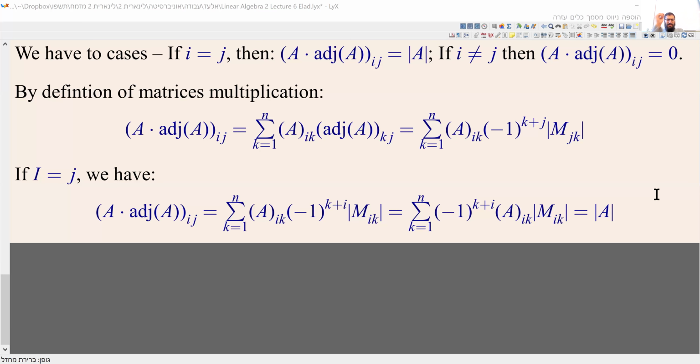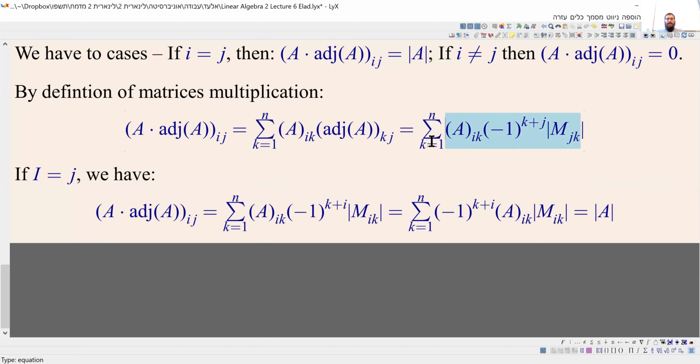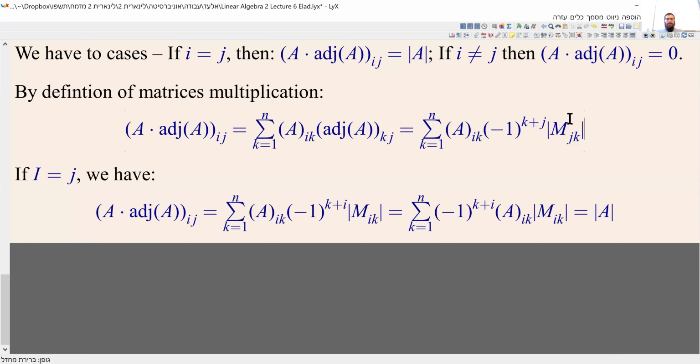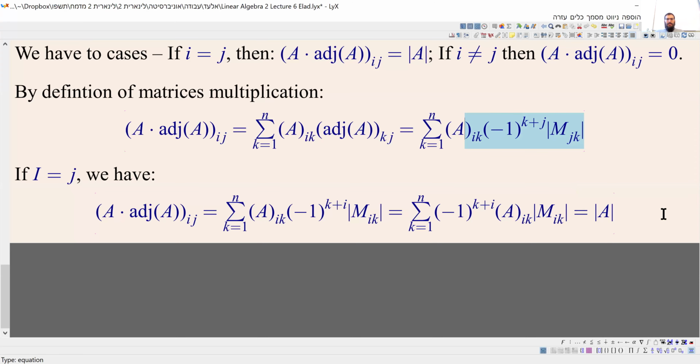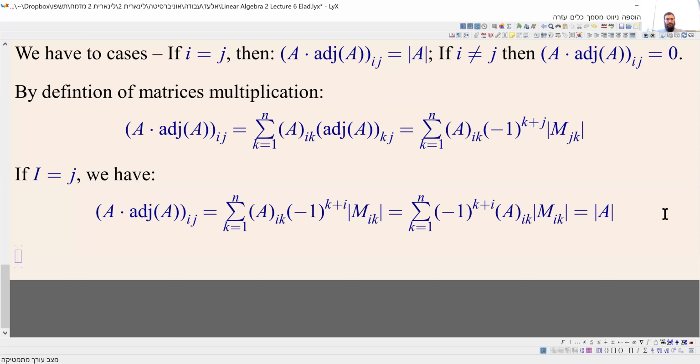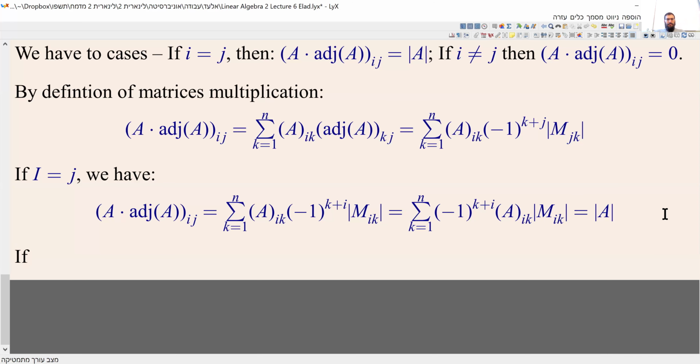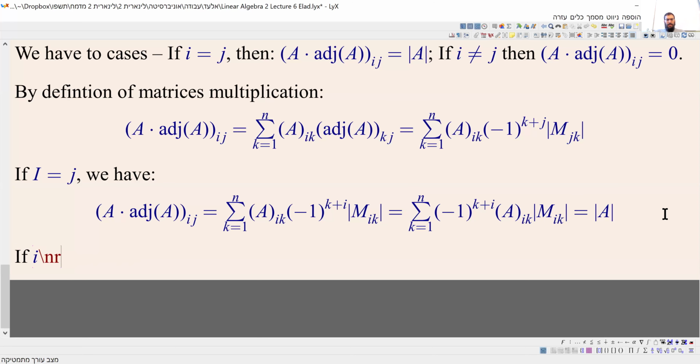Now, as I mentioned, it's a similar proof, but it's a bit more interesting. What happens when we have i which is different than j? Why do we have here a matrix with determinant 0? What happens when i is not j?